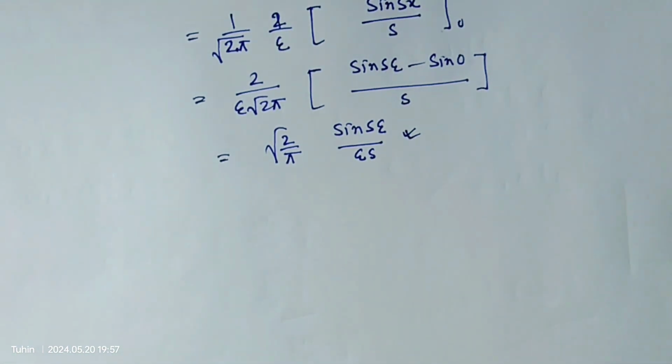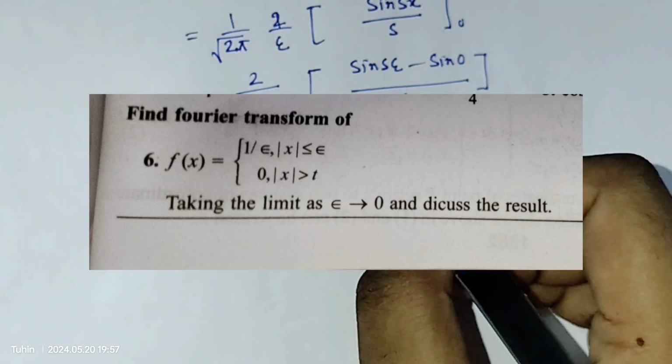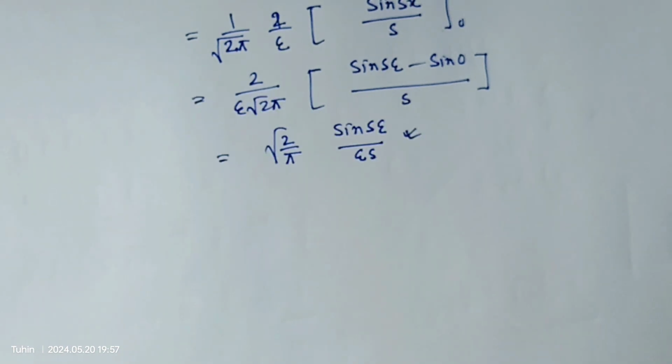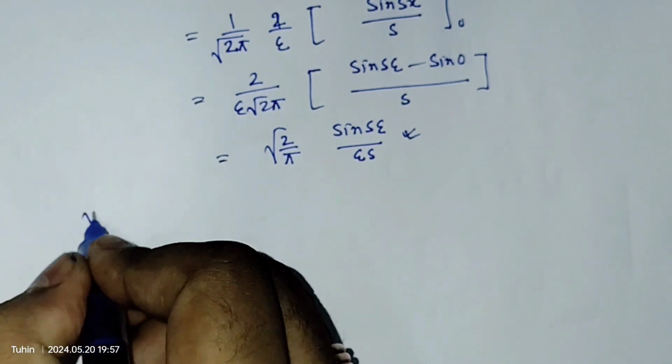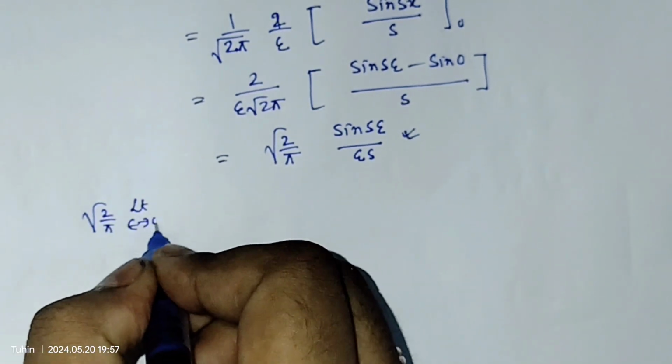Okay, so let's start. The problem is given, and the last line says to take the limit as epsilon tends to 0 and discuss the result. So what you need to do is just take the limit. Okay, so root 2 by pi. Now take the limit epsilon tends to 0.